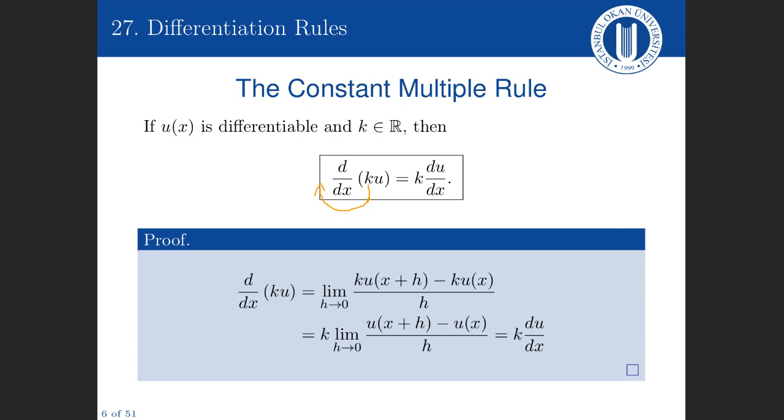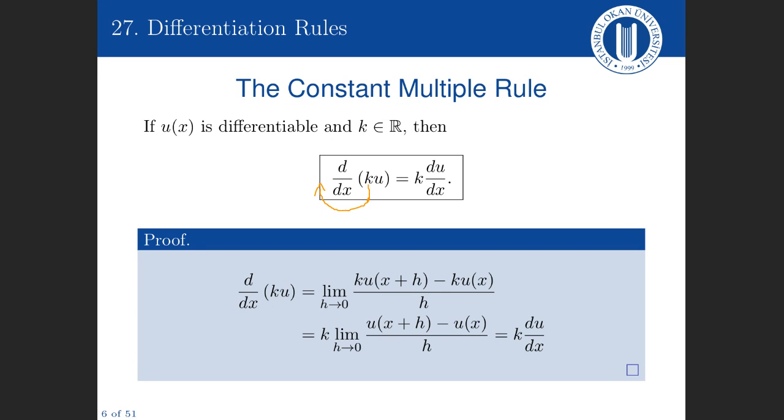This rule I'm going to give a proof of, because it's a nice, easy proof. They're all proved in a similar way, but some are more difficult than others. We'll start by writing down the definition of the derivative of ku. That's the same as saying that the limit as h tends to 0 of k multiplied by u at x plus h minus k multiplied by u of x, divided by h.